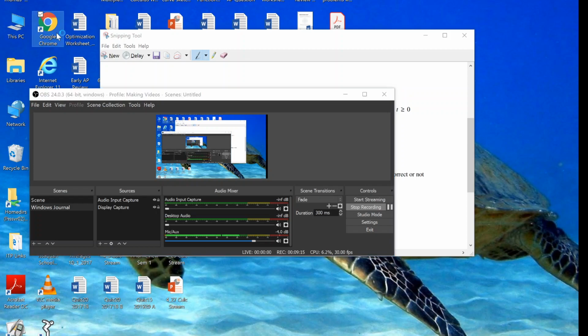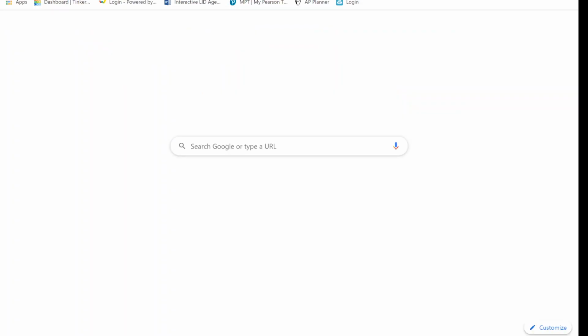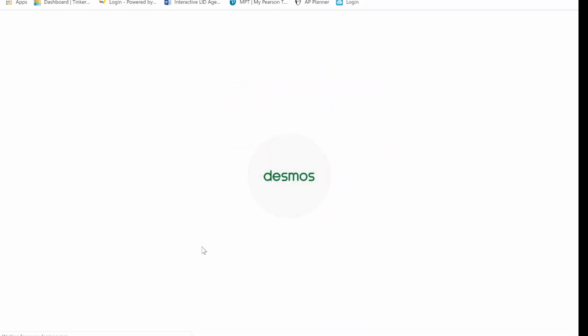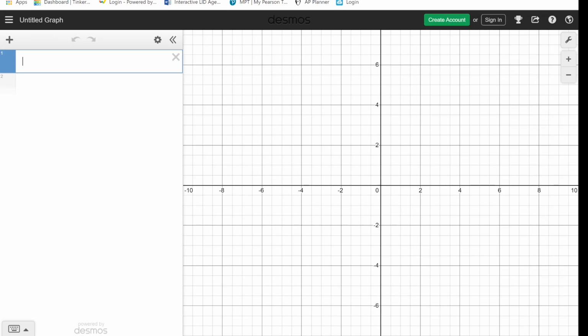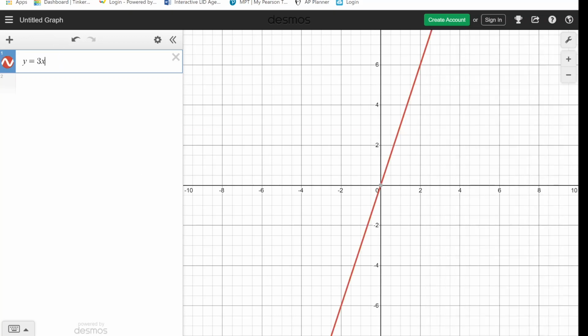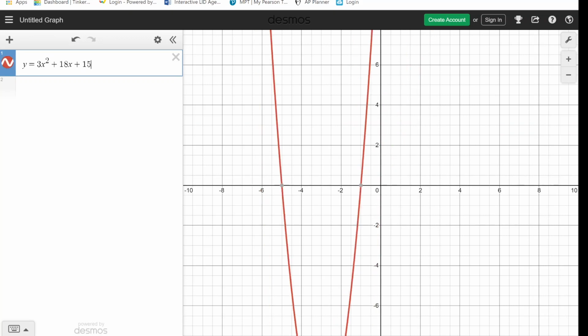Open up Desmos. And my internet is being slow. Here we go. And graph this thing. So I have y equals, and what was my equation? It was 3x squared plus 18x plus 15. And then just look at where Desmos goes through. Cool, negative 1 and negative 5.